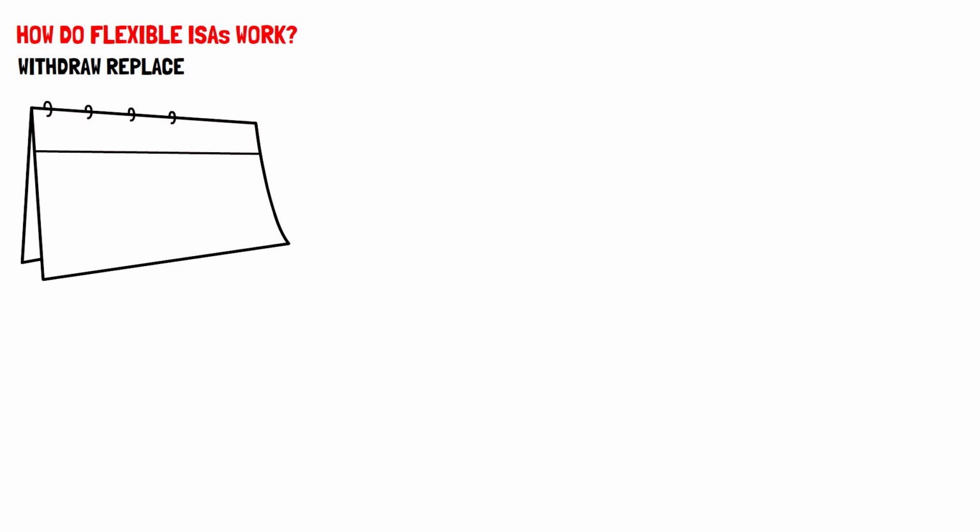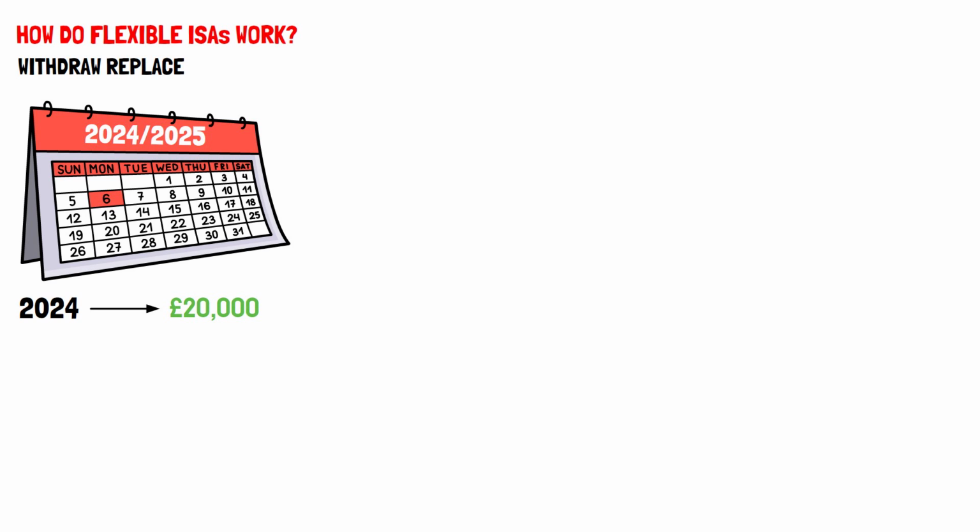The core feature of flexible ISAs is the ability to withdraw and replace funds within the same tax year without impacting your annual ISA allowance. Here's more detail on how this works. Each tax year, you can contribute up to a specified limit to your ISAs. For the 2024-2025 tax year, so the year that this video is made, but double check if you watch this video in the future, as this may have changed, but in 2024, this limit is £20,000.